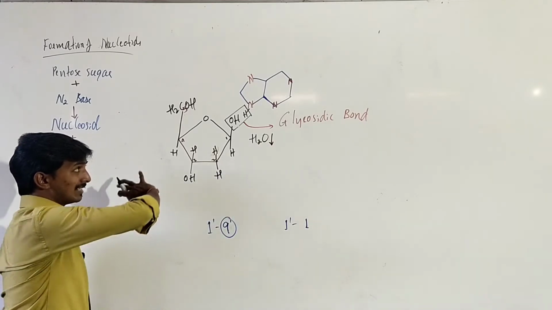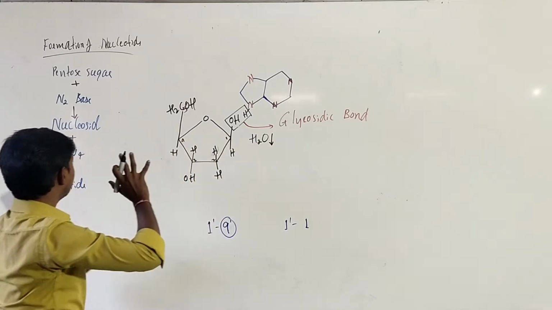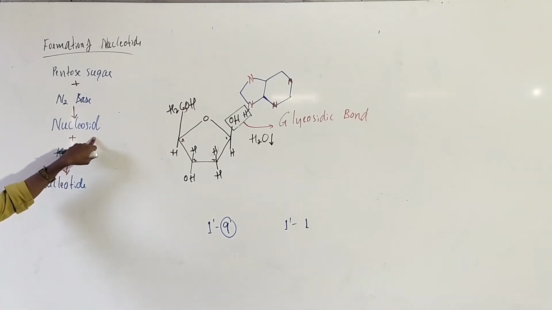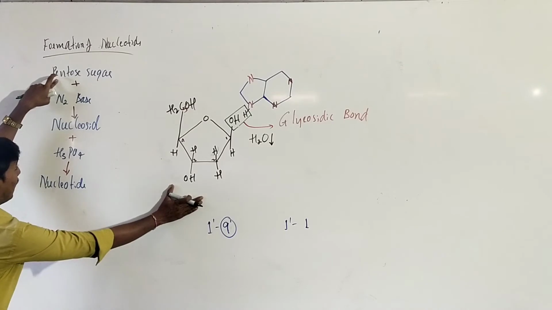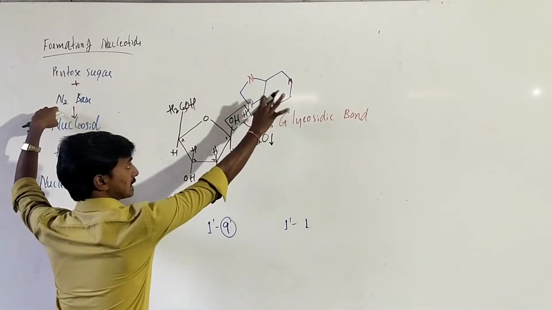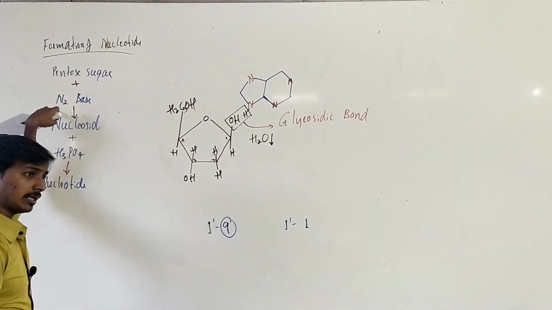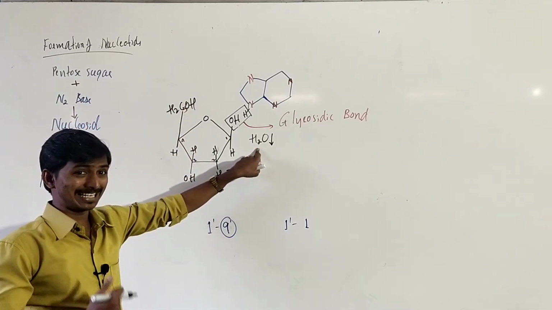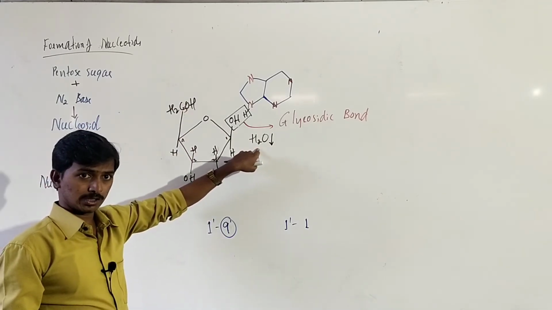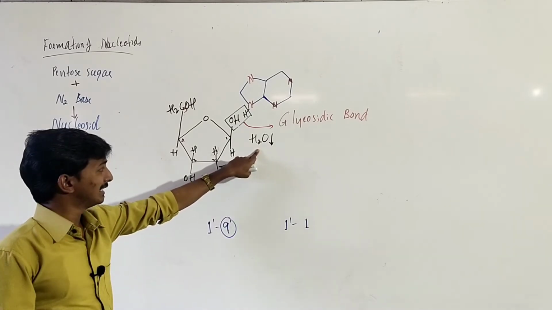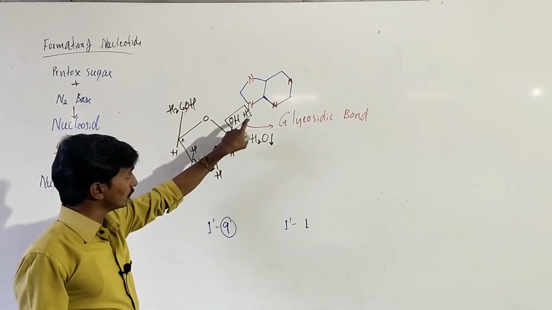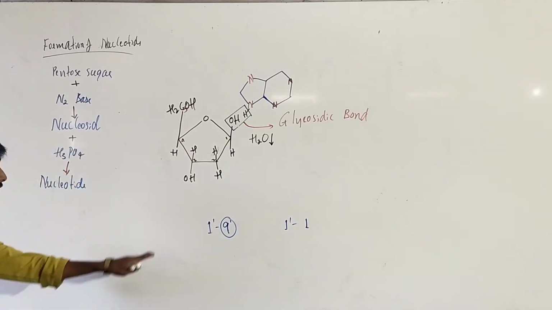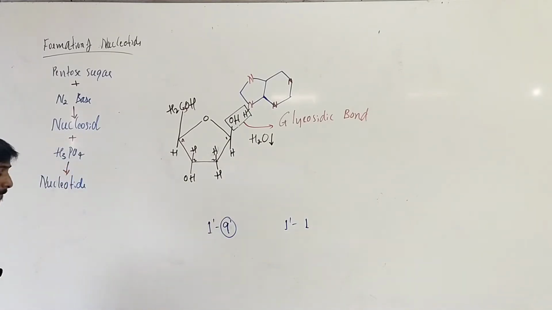So now this structure is called a nucleoside, because there is a fusion of a pentose sugar and a nitrogen base, where they will lose one molecule of water. That is dehydration. The process of loss of one molecule of water is called dehydration, and the bond formed is known as a glycosidic bond. So now the nucleoside is formed, right?